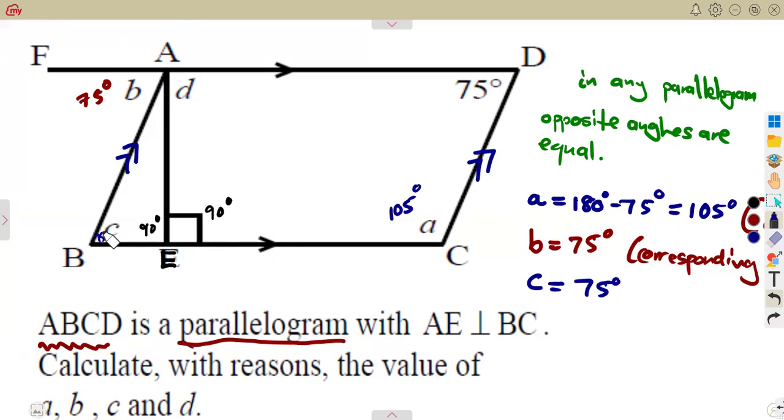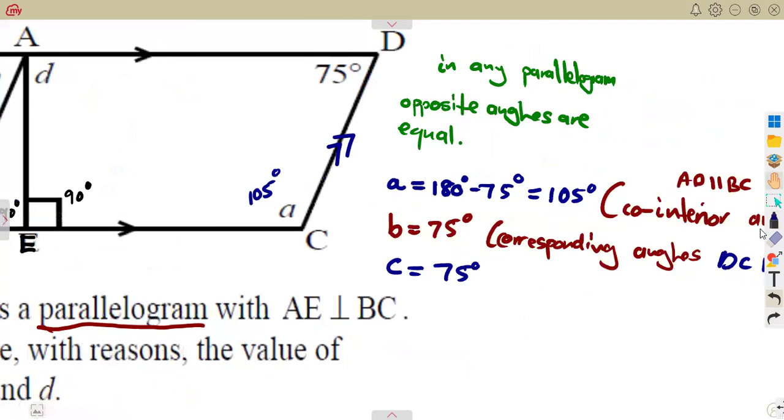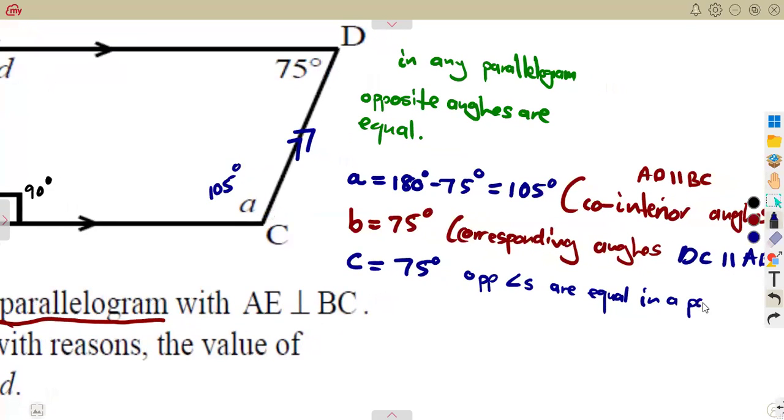So thus we've got 75 degrees at C. From this concept, opposite angles are equal in a parallelogram. So you can simply state that opposite angles are equal in a parallelogram. I'm just going to write in short, opposite angles are equal in a parallelogram.